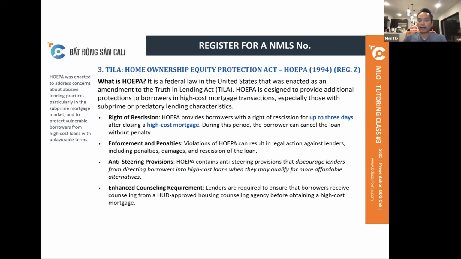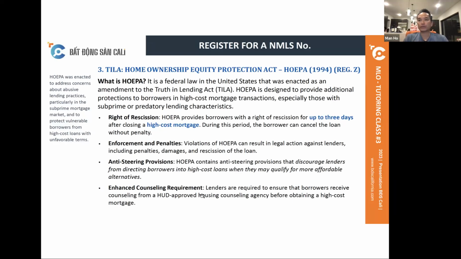If the auditor finds out that the lender is selling this high cost loan to this borrower, and they can prove that this borrower at that time could get a lower rate, lower term loan, then they violate the anti-steering. Okay. So anti-steering means that they don't want the lender to sell a product that is higher than the alternative that the borrower can get.